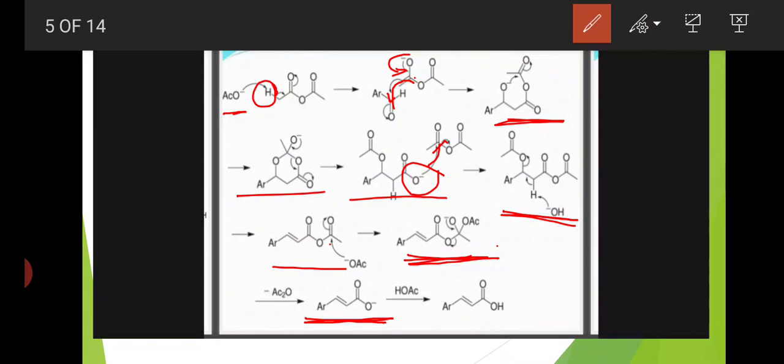In the presence of hydrolysis, this oxygen gets hydrogen and forms an alpha beta unsaturated carboxylic acid. Okay, this is the reaction mechanism. This reaction mechanism is initiated by the base, that is acetate ion, AcO minus. Okay, this acetate ion initiates the reaction mechanism here.